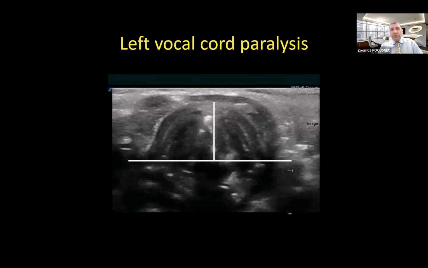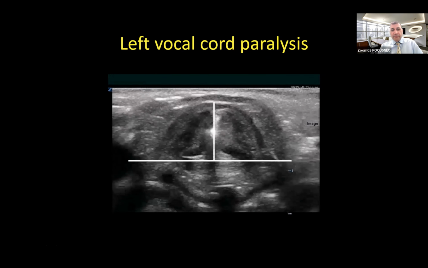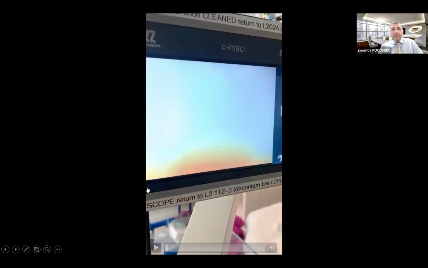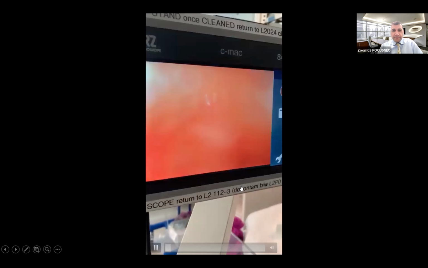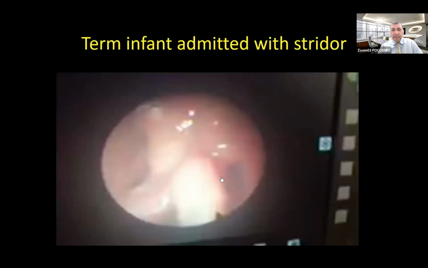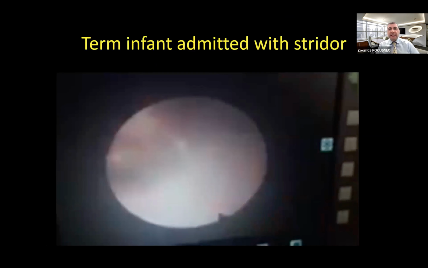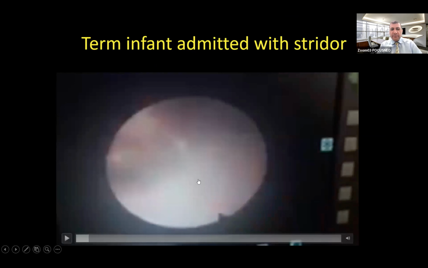Now I will show you the endoscopy. In this example, I will let you listen to the conversation and let me know what your impression is. This infant, by the way, was a term infant admitted because of significant stridor, but not on respiratory support.